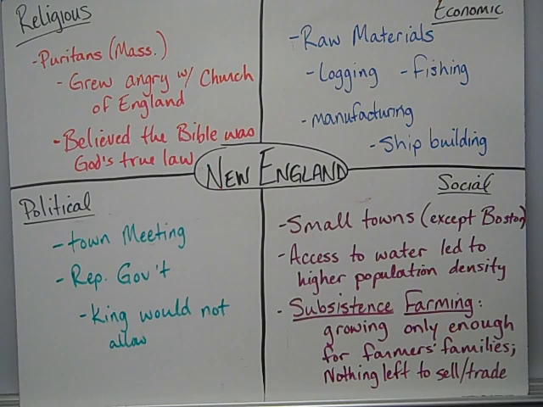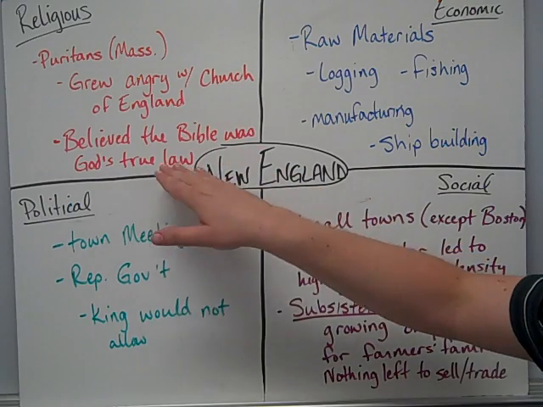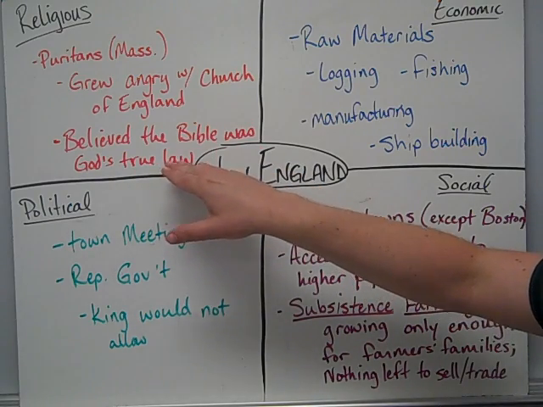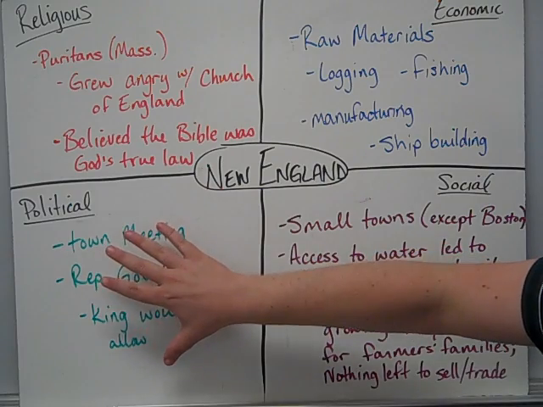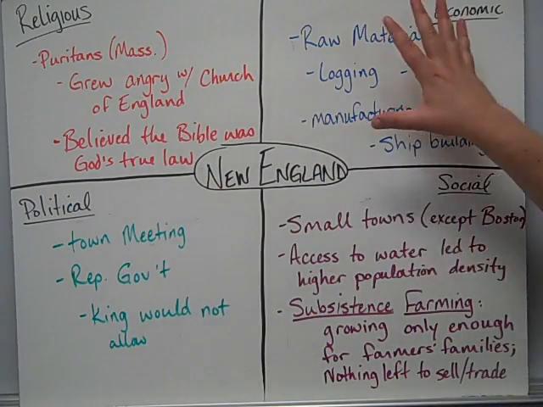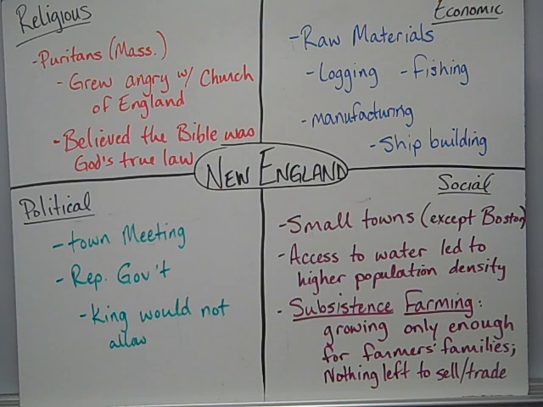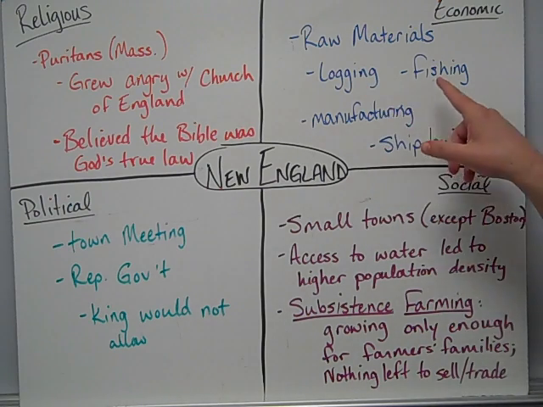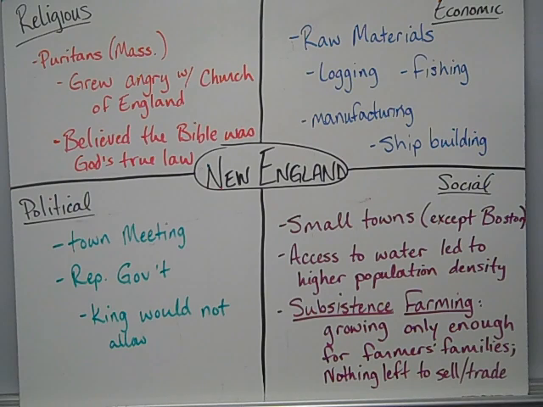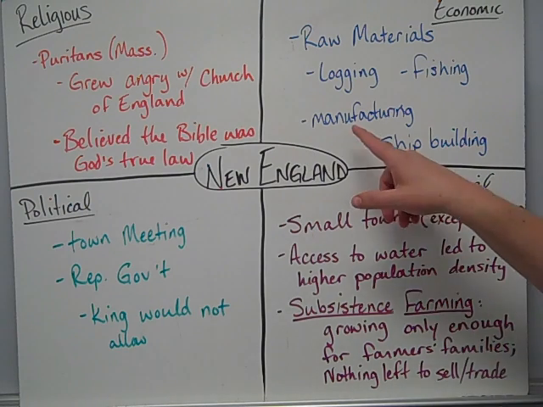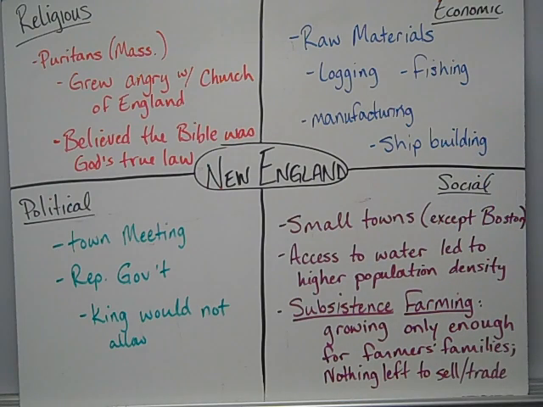And the Puritans, they wanted to purify the Church of England. So that's how they get their name, Puritans, to purify the Church of England. And they believed that the Bible was God's true law. And those laws of God influenced their political landscape for sure. Moving on to the economic part of the rep, we have to talk about the mass number of raw materials in New England. Logging and fishing were very important to New England's economy. Manufacturing, such as shipbuilding, was also important.